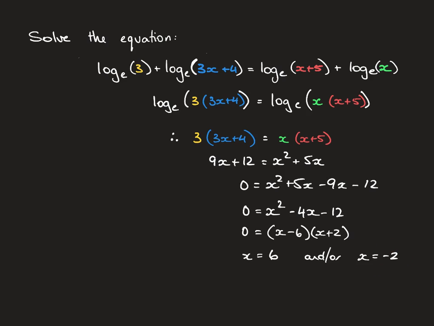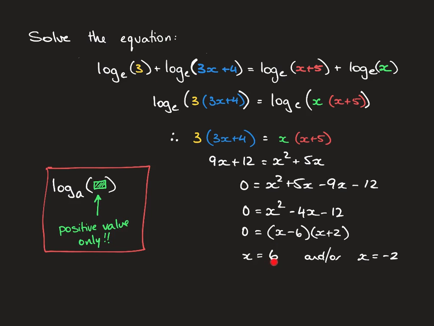Now I need to have a look at my answers to make sure that they are valid solutions. I do that by substituting the value for x in at all the points along here. I can only take the log of positive values. This one should be okay, but you should always substitute in to check. So let's have a check. If x is equal to 6, then that's fine. That's 18 plus 4, that's positive. 6 plus 5 is 11, so that's a positive number. And 6 is a positive number, so that's fine.